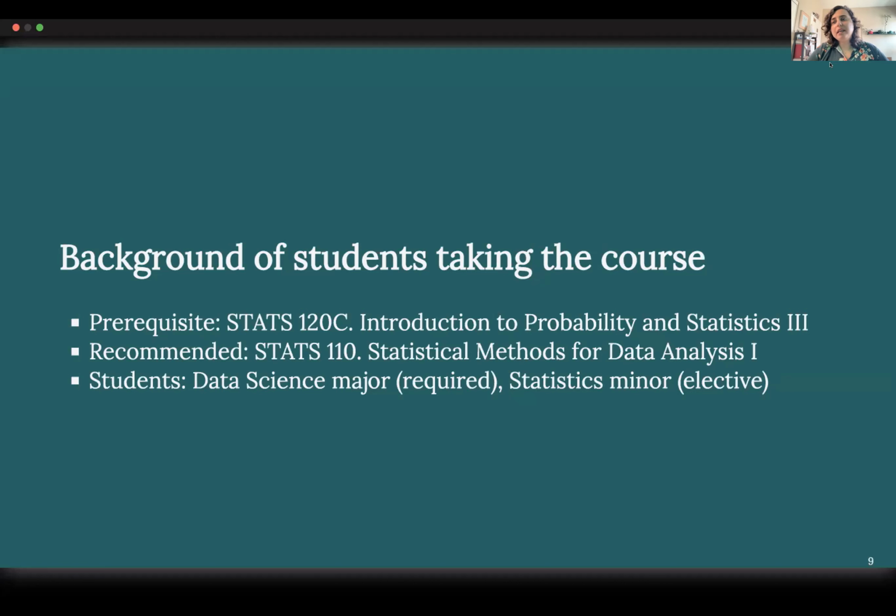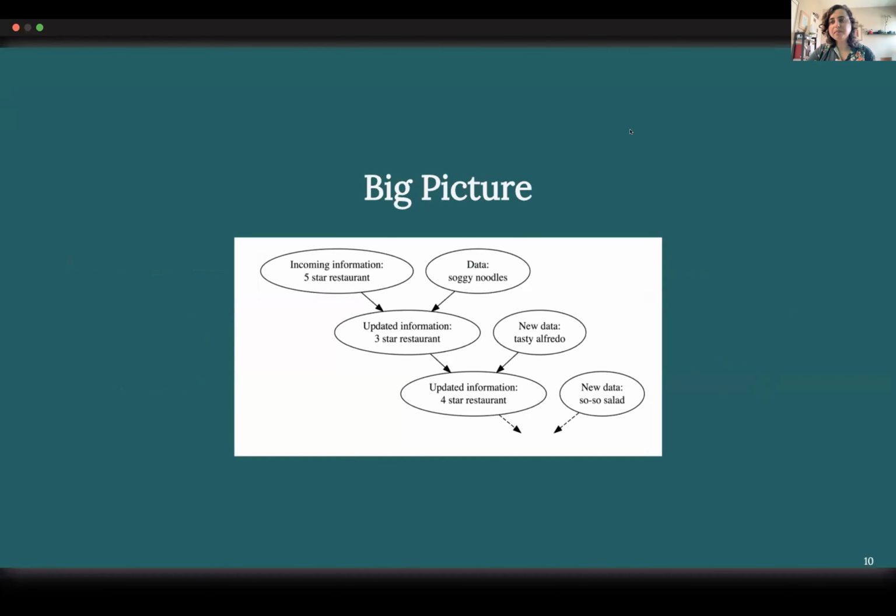So by the time they get to the Bayesian course, they have taken a lot more computing courses and a lot more stats courses than this. So they usually have very good proficiency in R when they come to the course. It's also our elective course for the statistics minor. So sometimes we would have students who are psychology majors or economics majors who are minoring in statistics taking this course.